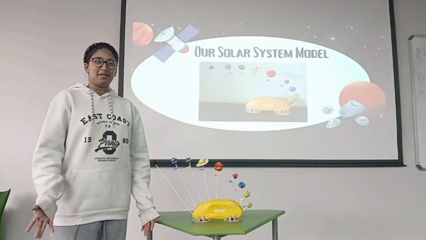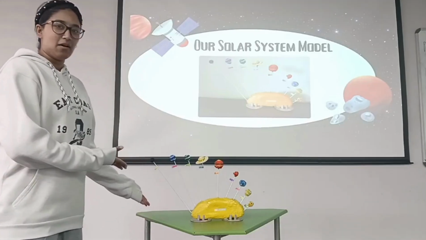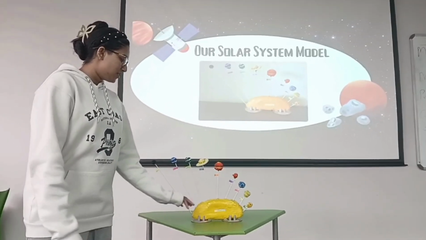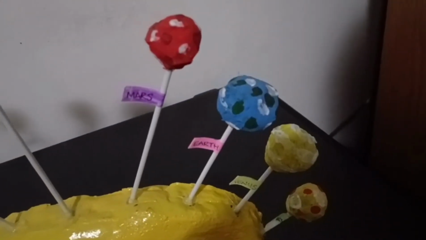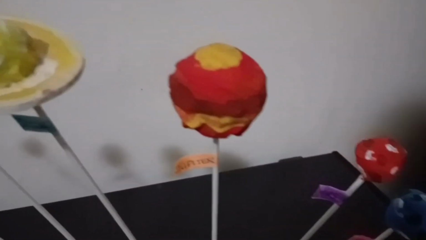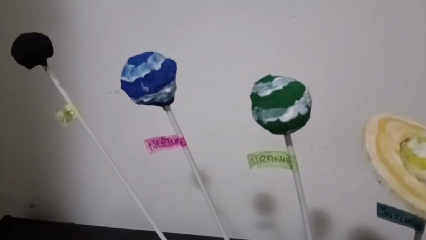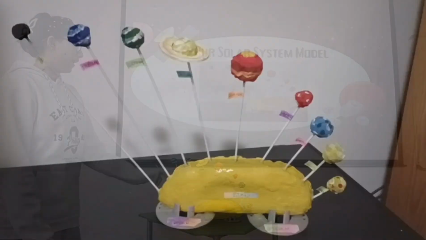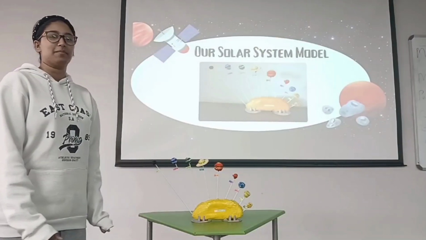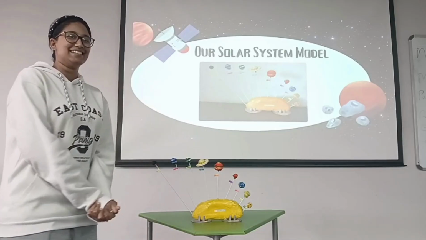Hi guys, I'm Melissha and I am going to explain to you what materials our model consists of. As you can see, we have our sun and that is made out of paper mache. We have our hangers that are holding up our planets. Here we have 2 plastic discs to hold up our solar system, and we have a plastic ring which represents the rings of Saturn. Moving on to the next slide.